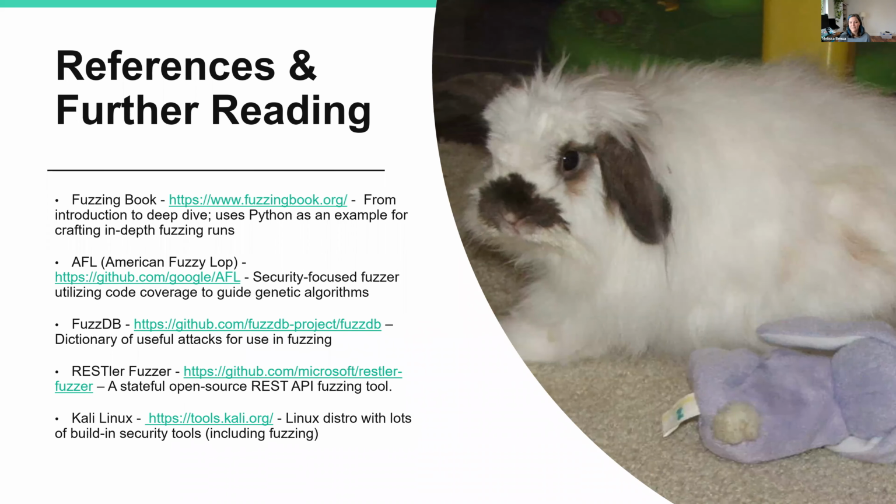FuzzDB, I've got a link to the FuzzDB project, which I love very much, and I hope very much that they continue to maintain it. Microsoft has recently published an open source HTTP fuzzing tool called Wrestler. I haven't personally used it yet, but I have a couple of colleagues who have, who are really excited about the possibilities. And of course, Kali Linux has a bunch of various fuzzing tools built in if you just want to grab something off the shelf.